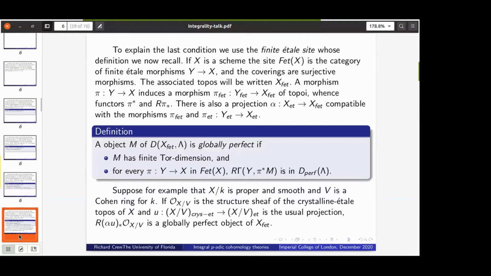To show you that such things really exist, we could consider the case where X is a smooth and proper k scheme. V is the Cohen ring of the base field little k. And now if O sub X over V is the structure sheaf of the crystalline étale topos of X, and if U is the usual projection of the crystalline étale topos to the ordinary étale topos, then if I push this thing all the way down to the finite étale topos, I get a globally perfect object. It's just the ordinary finiteness theorem for crystalline cohomology, just tarted up a bit.